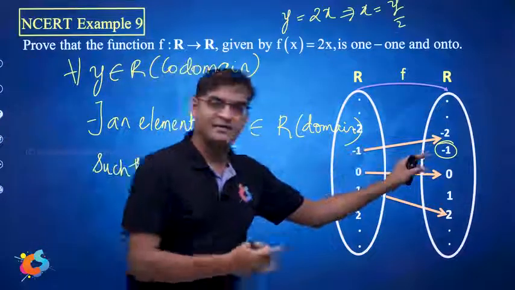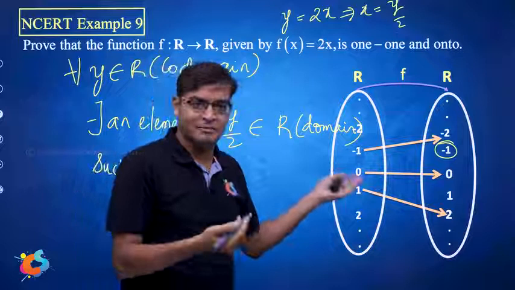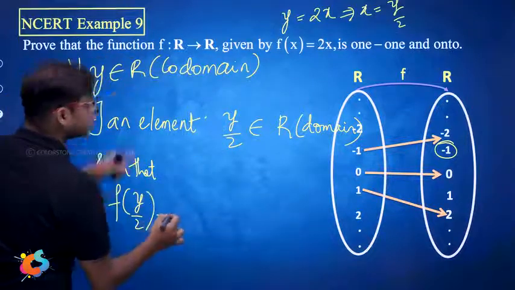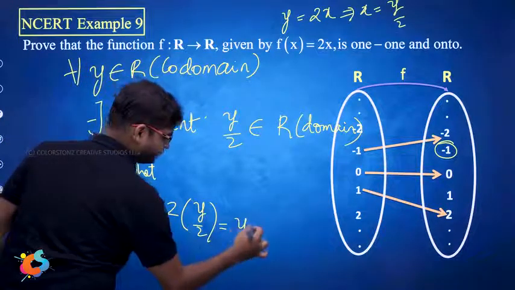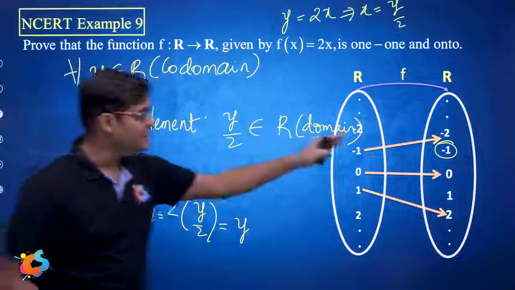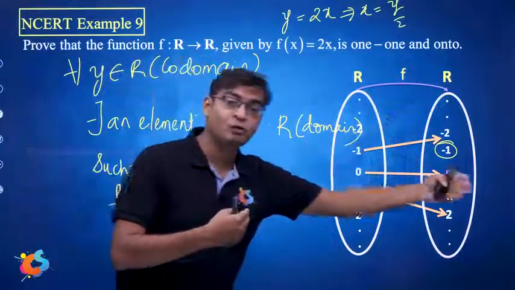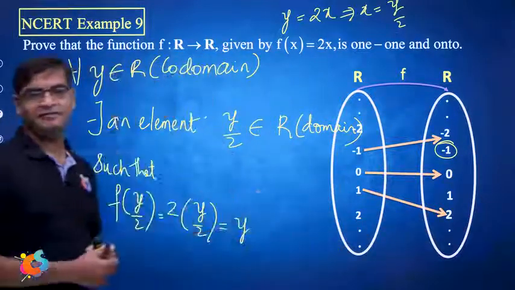So, y is there, y by 2 is there. What is the importance of this y by 2? The importance of this y by 2 is f of y by 2 is equal to 2 into y by 2, which is equal to y. Y is there here, y by 2 is there here, and y by 2 is mapping to y. So therefore, every y has a mapping. That is what we have proved here.